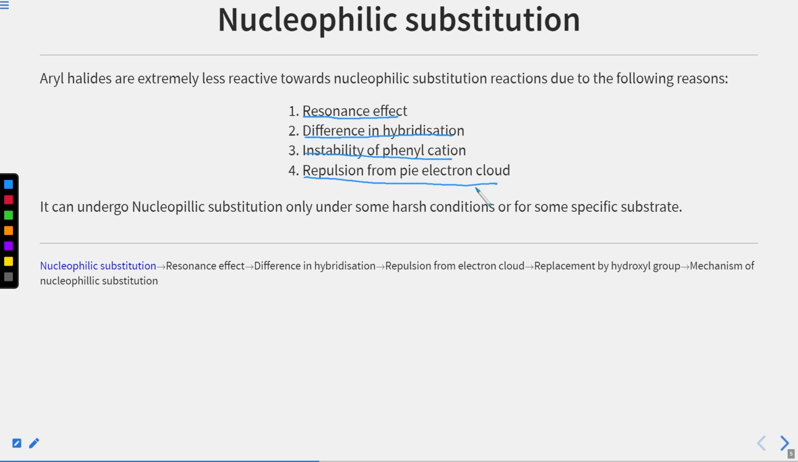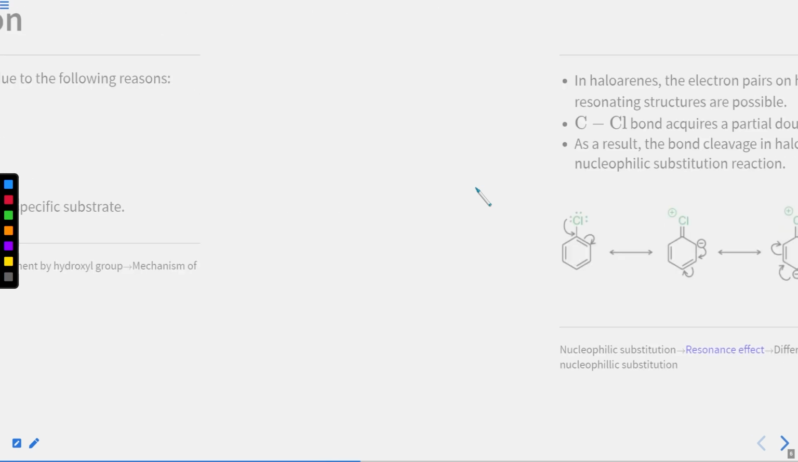For the note, keep in mind that I will give you some substrates that will undergo nucleophilic substitution and others that do not. Suppose you have a nucleophile like OH minus, and that cannot replace Cl minus under normal conditions and for simple derivatives of chloroarenes, it cannot give nucleophilic substituted products, but under some harsh condition it can undergo it. Now what are the factors that are responsible for this outcome? Well, the first one is resonance effect.